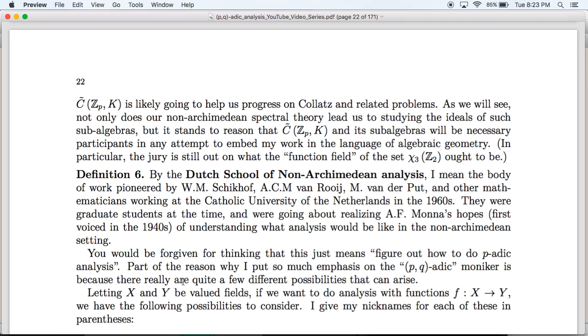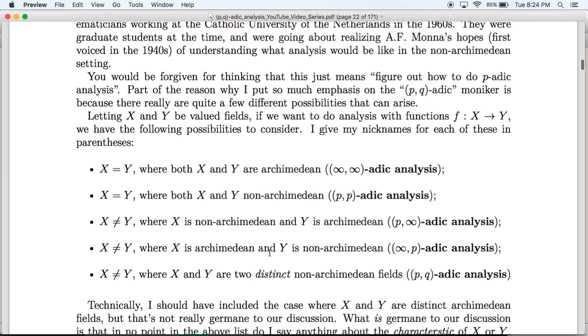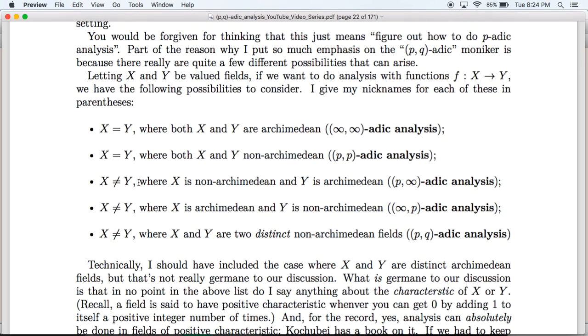Here, let X and Y be valued fields, that is, fields with an absolute value equipped to them. If we want to do analysis of a function f from X to Y, here are the possibilities to consider. I have put in parentheses next to these the names that I've given them so that we can have everything nicely classified. So, we have the case where X equals Y, and both X and Y are Archimedean. I call this infinity-adic analysis, infinity coming from the infinite prime of number theory, but we'll talk more about that later.